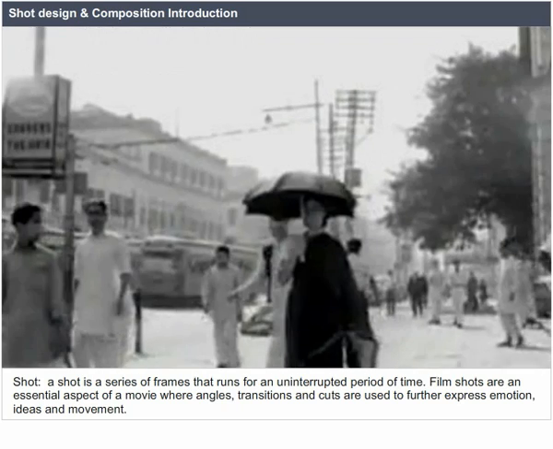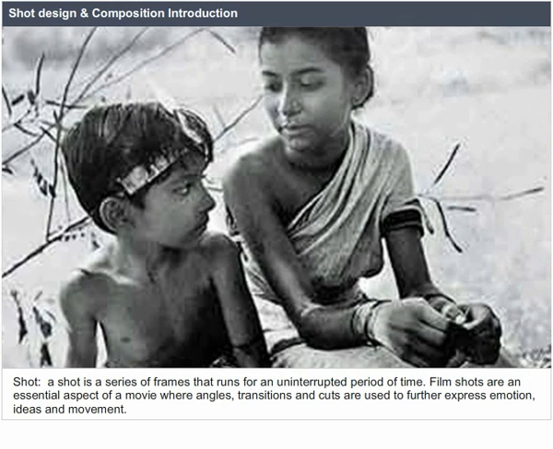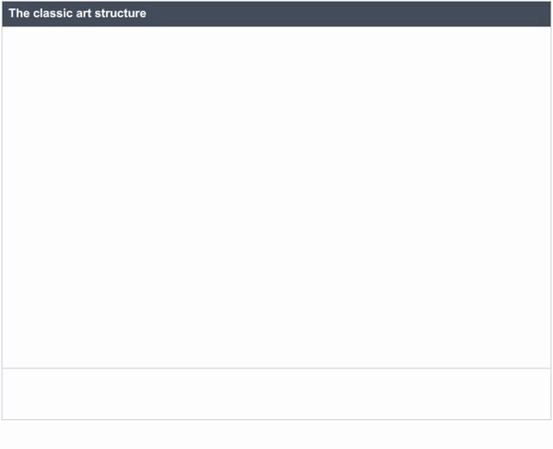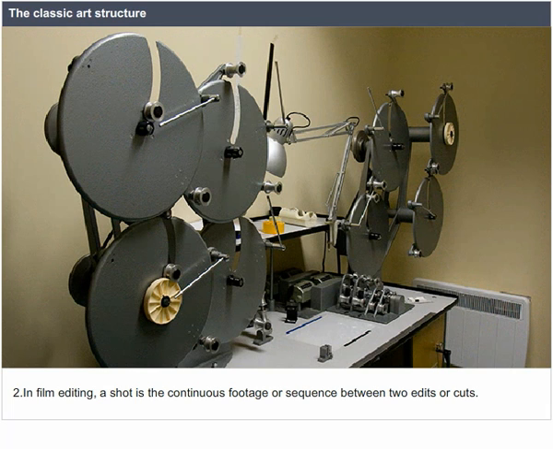Film shots are an essential aspect of a movie where angles, transition, and cuts are used to further express emotion, ideas, and movement. In production, a shot is the moment that the camera starts rolling until the moment it stops. In film editing, a shot is a continuous footage or sequence between two edits or cuts.